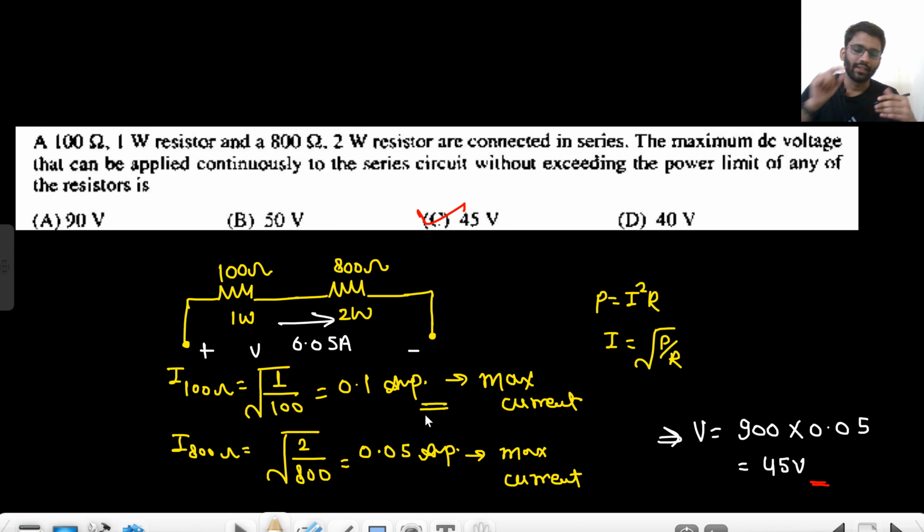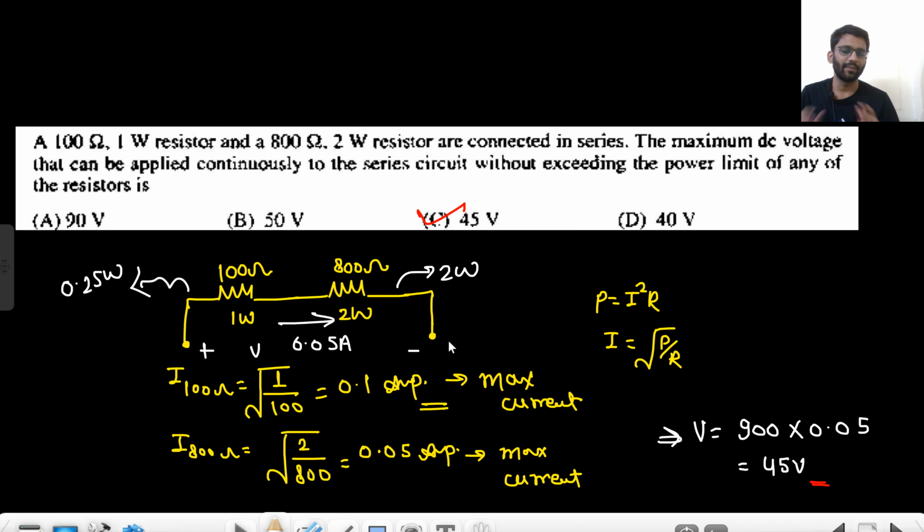It's fine. If 0.05 ampere current is flowing through this 100 ohm resistance, what is the power it will have? 0.05 squared into 100. So that means it will have 0.25 watt power, right? And the other will have 2 watt power, right? 0.05 squared into 800, so it will have 2 watt power. This will have 0.25 watt power. Okay, so no power limit is exceeded. So this is the safest voltage we can apply.